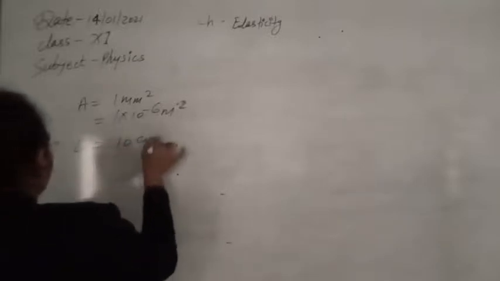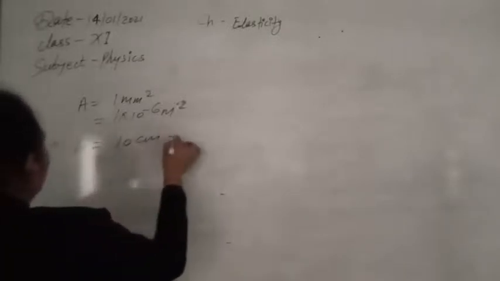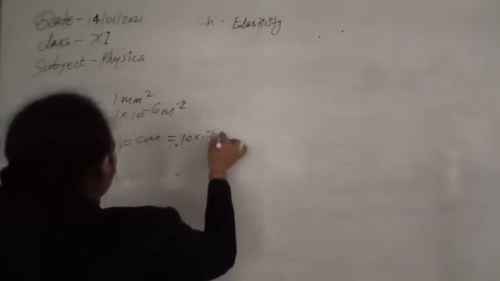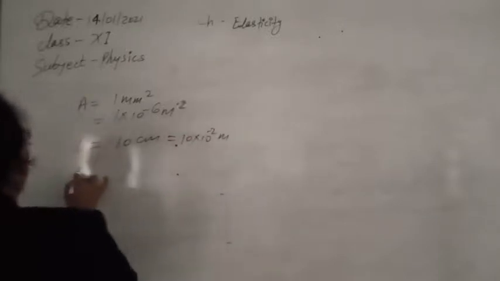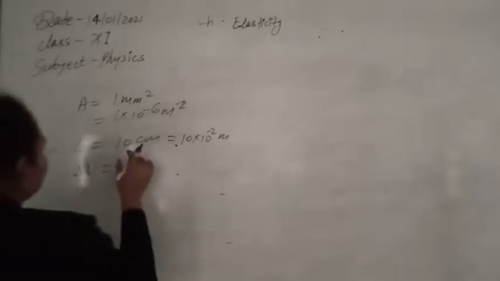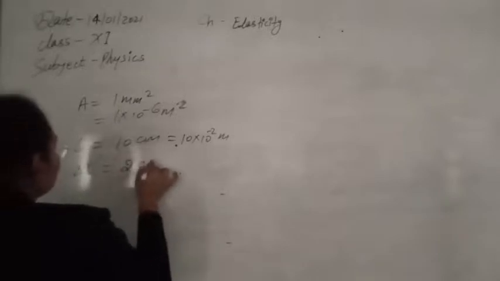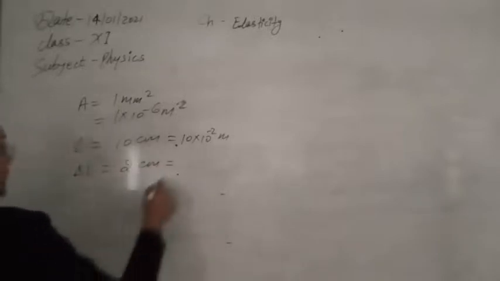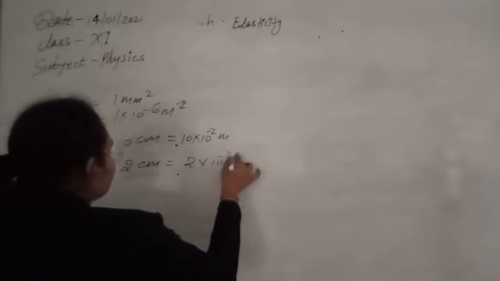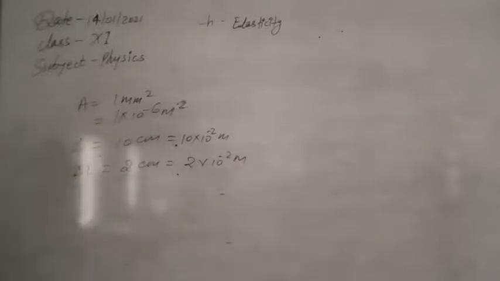Now the next thing given is the unstressed length, that is capital L, given as 10 centimeter, meaning the total original length. So it means 2 into 10 power minus 2 meter is the extension we have got. After this, Young's modulus is given.